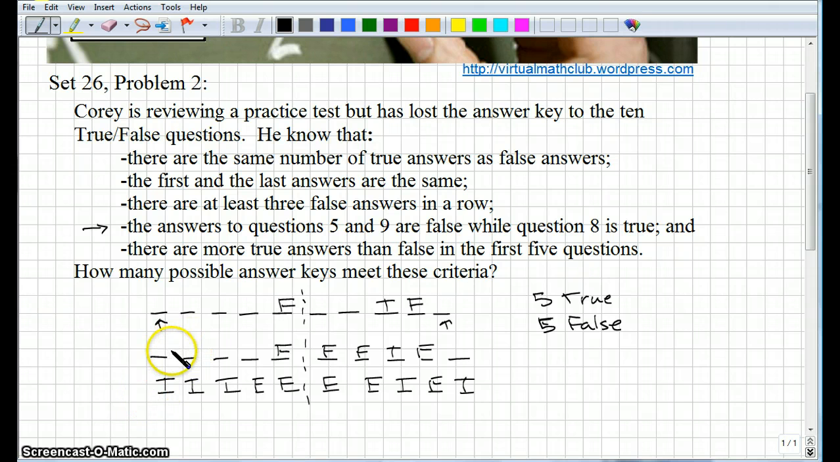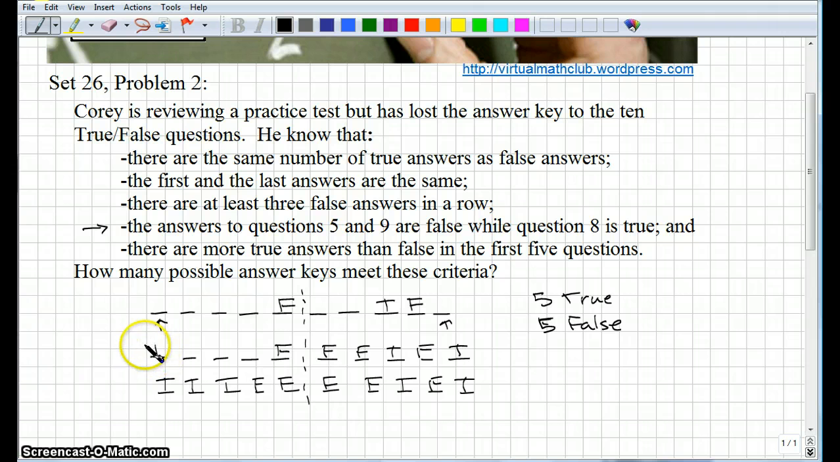Alright, let's look up here. Again, we can only have 1 more false in this set, and you can see we've already placed 4 falses: 1, 2, 3, 4. So we only have 1 false left in total. If the false was here, or if it was here, then the last and the first answers would have to be the same, and we would end up with more than 5 falses. So we know that the first and the last answers have to be true.